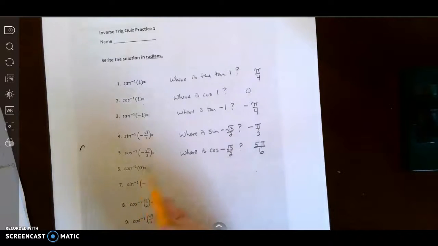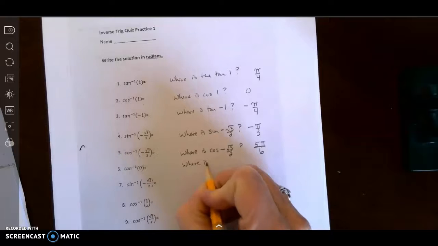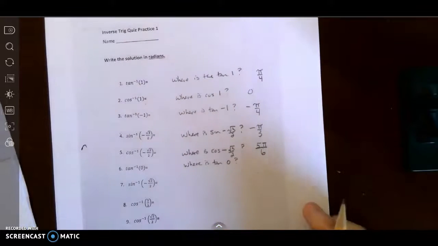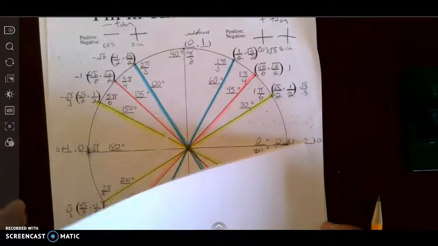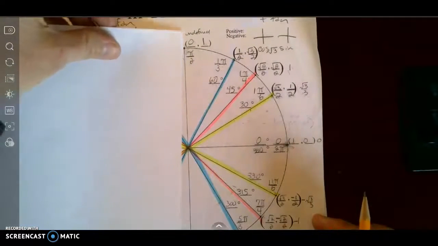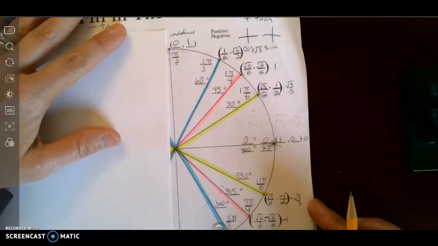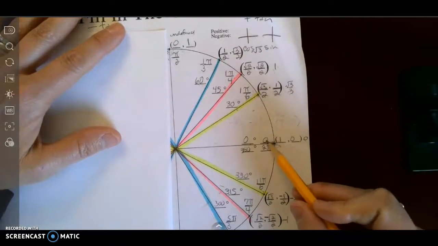Inverse tangent of 0, that's asking where is tangent 0. Go to my unit circle, look at just the right side because I'm looking at tangent. Tangent's on the outside. And I see 0 is right here at 0.